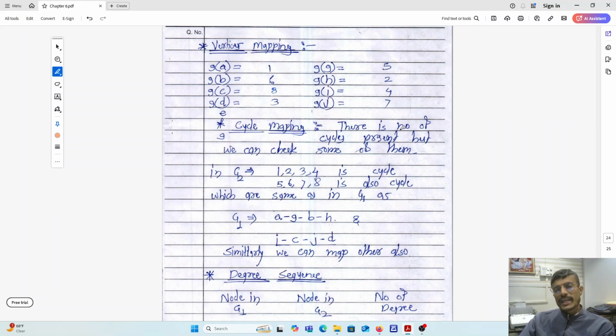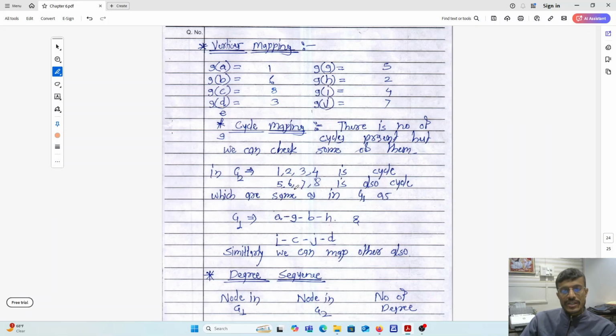What we are going to do in cycle mapping: there are a number of cycles present, but we can check some of them. It is not possible to find all the cycles, but you can see here in G2, 1, 2, 3, 4 is a cycle, 5, 6, 7 is also a cycle, which are the same as in G1, as AGBH and ICJD. So whatever the meaning of 1, 2, 3, 4, that is AH.